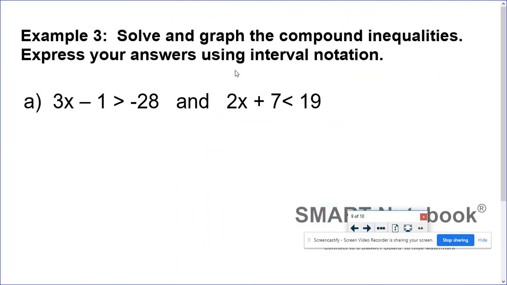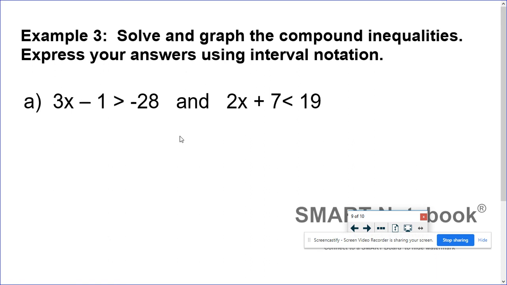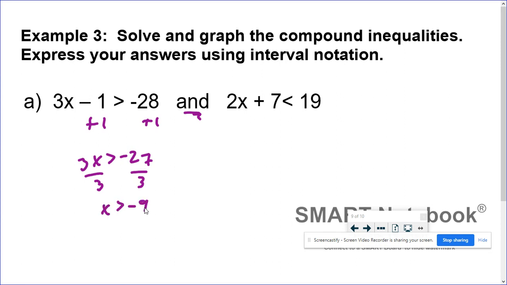So we're going to solve and graph the compound inequalities, expressing your answers using interval notation. So we're going to solve these separately. All right, and then because it's saying "and," it's going to end up getting stuck together. So we're going to add 1 to both sides. That "and" is telling us what we're going to end up with. Add 1 to both sides, you get 3x is greater than -27. Divide by 3, and you get x is greater than -9.